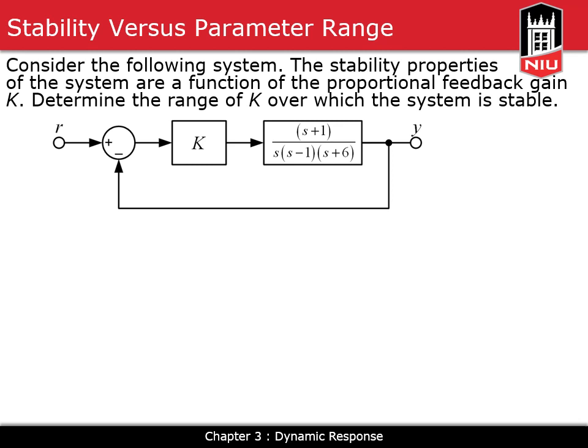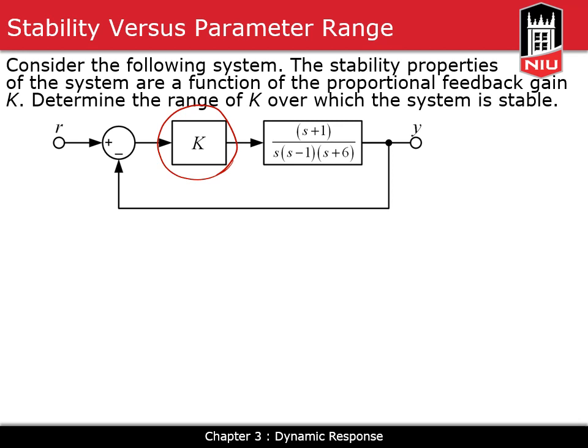Stability versus parameter range. In the two examples before, we had a characteristic polynomial which was completely known. In some examples, we have a parameter in our system or in the controller that does not have a known value yet. We haven't picked a value for it. Like in this example, our controller is a proportional controller with a constant k as its transfer function.